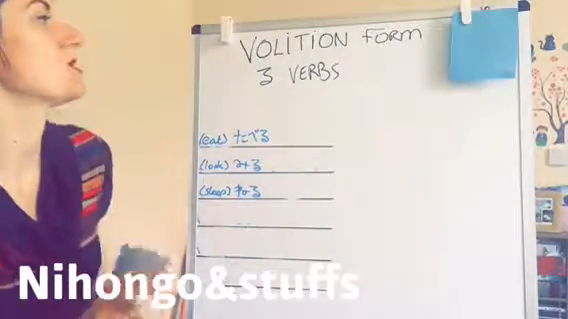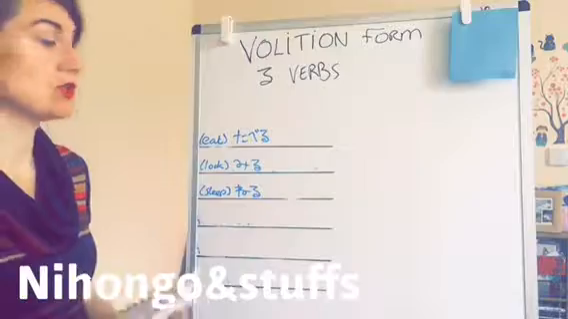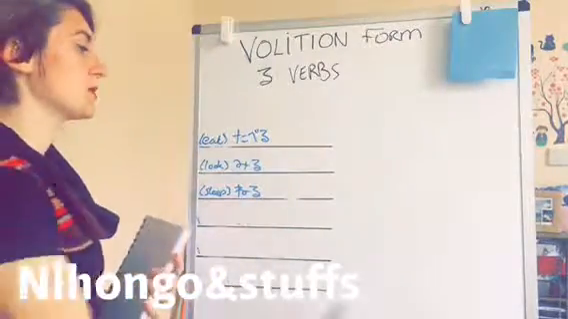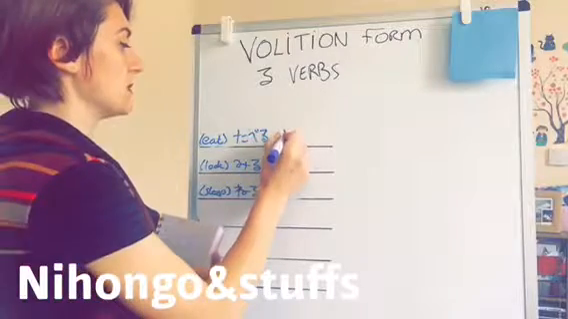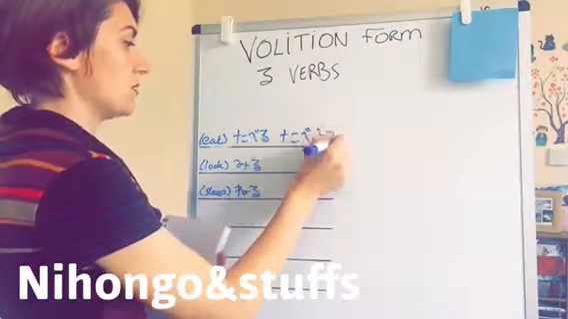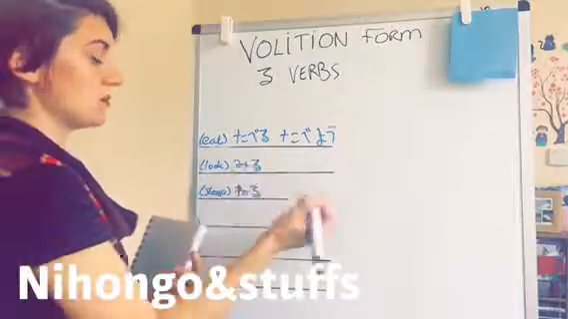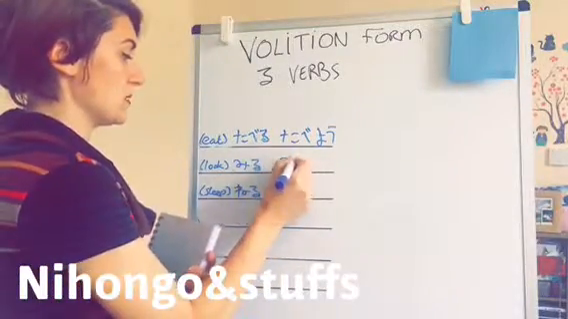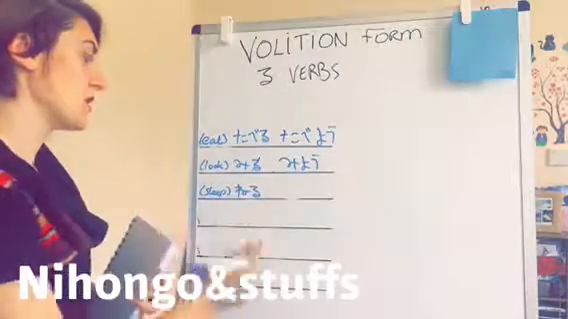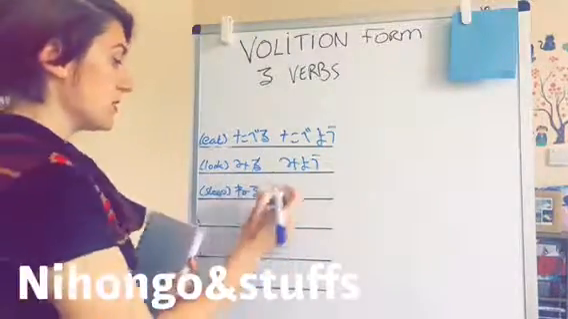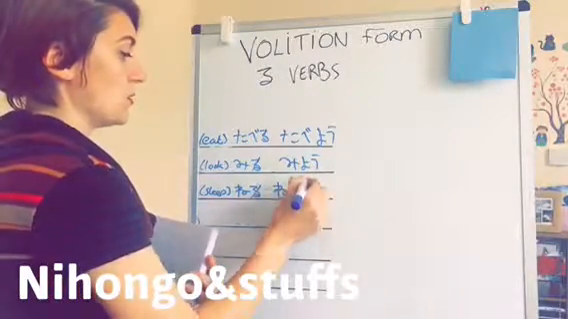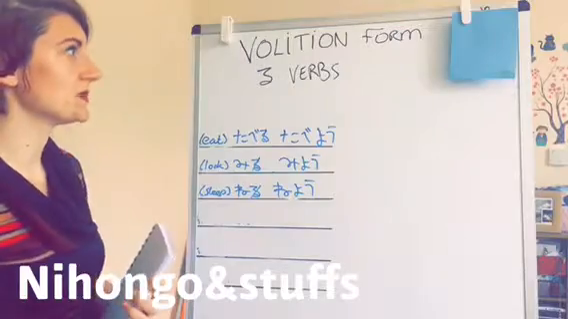The next part of volition form is changing your ru verbs, which are always really easy. So taberu, what we're going to do is get rid of the ru, so it's tabe, and then just add yo. Same with miru, to look, so mi, get rid of your ru, miyo. Neru, to sleep, we're going to go ne, yo, and they're super easy and always nice.